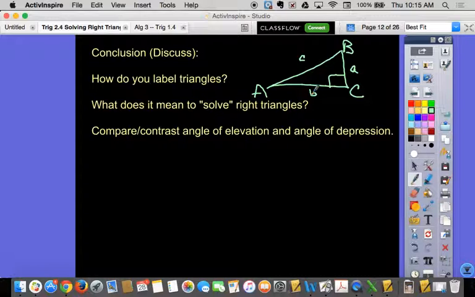So what does it mean if your instructions say solve the triangle? What are you doing? All the angles, all the sides. Okay. It's perfectly fine to use complementary rules and Pythagorean. That's okay. And what do you know about these two? They're equal. Keep that in mind and it'll make life easier.